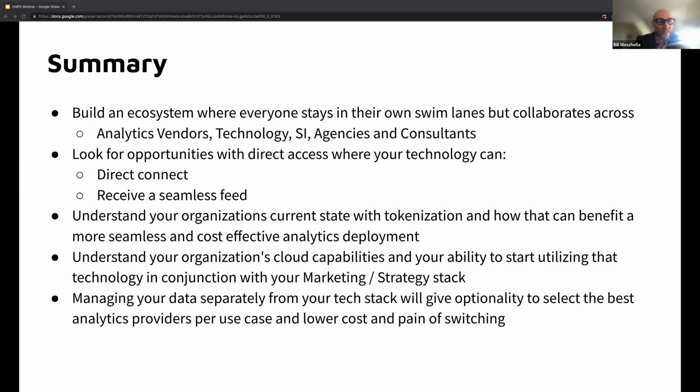And then finally, understanding, as you look at your data separately from your tech stack, that optionality to select the best folks to go in their swim lanes per use case, to manage that cost and to manage the pain of switching. Because when you get to a place where you start to make these decisions and you've started and stopped a number of times, it's probably very painful to think about having to start and stop again.